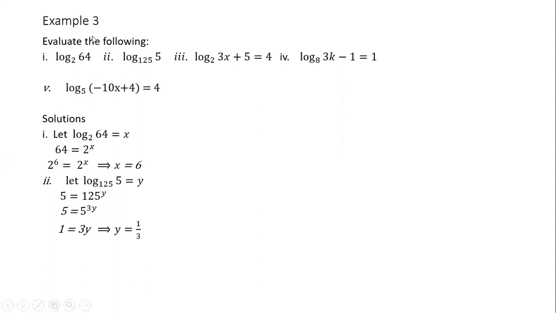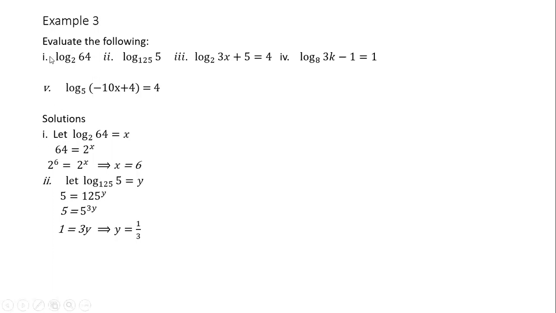So let's look at the third example. Evaluate the following: I, log base 2 of 64; II, log base 125 of 5; III, log base 2 of (3x plus 5) equal to 4; IV, log base 8 of (3k minus 1) equal to 1; or we have the fifth one, V, log base 5 of (negative 10x plus 4) equal to 4. So let's see the solutions for that. I.